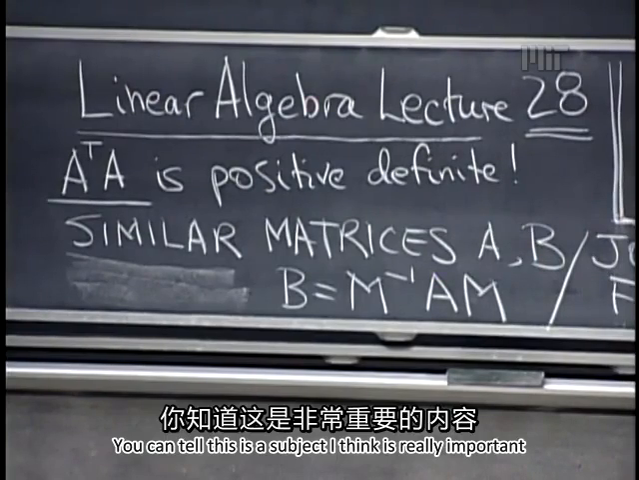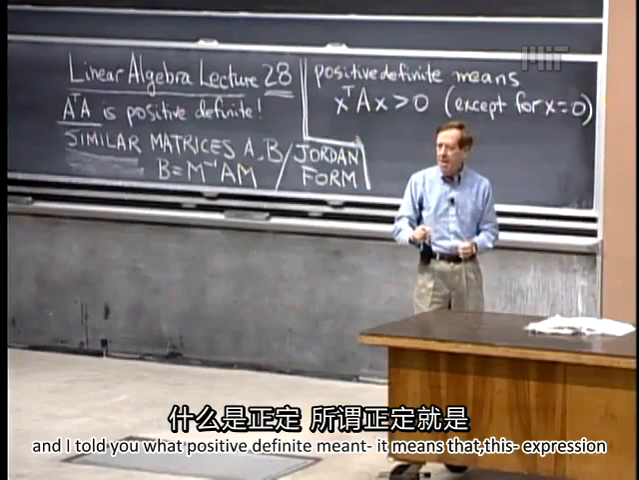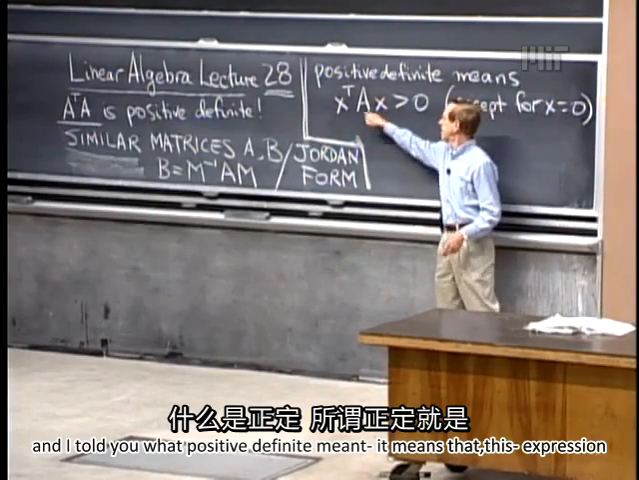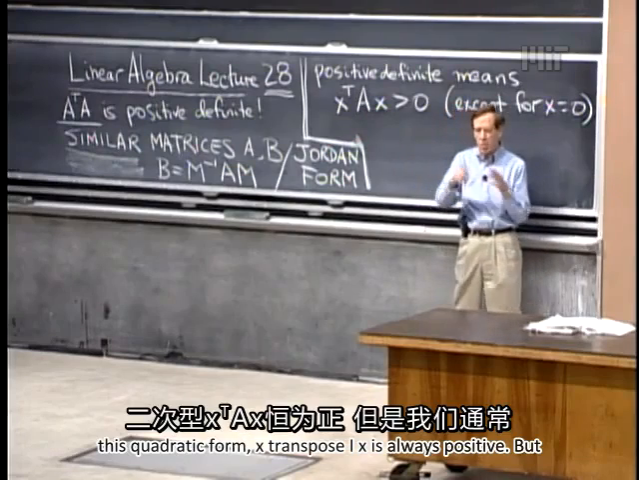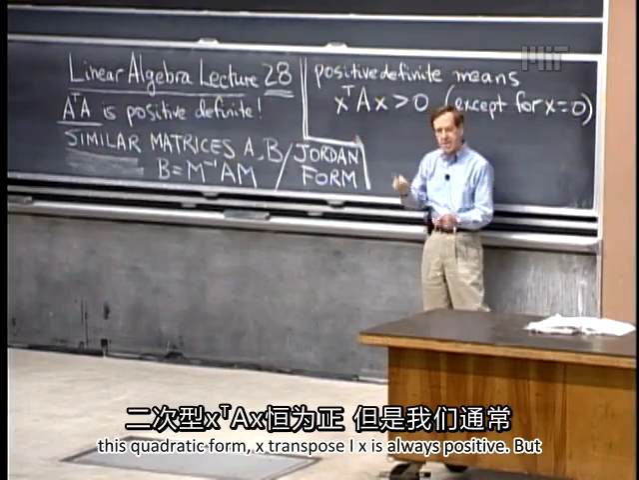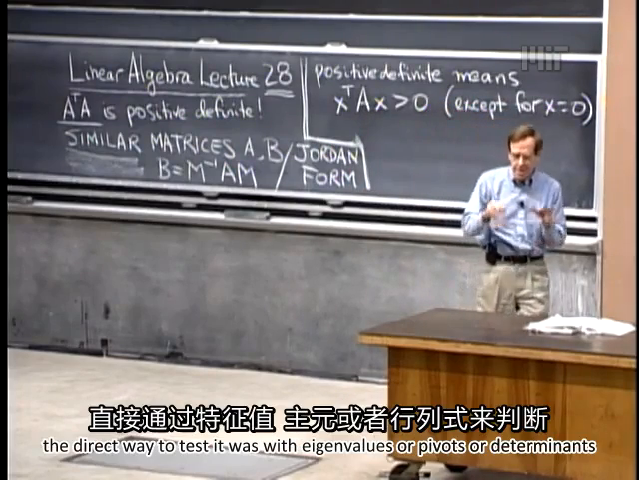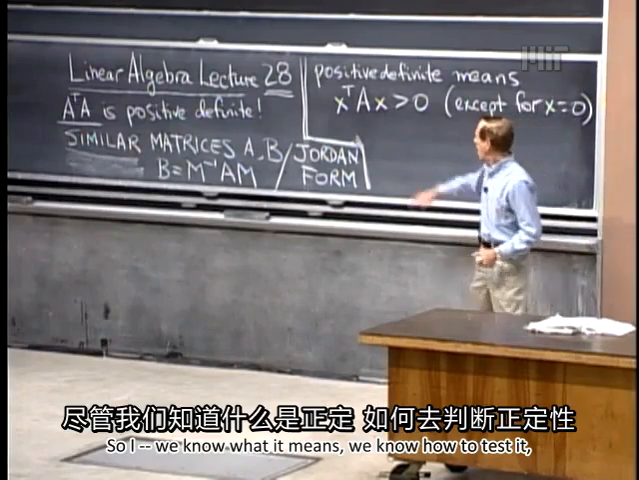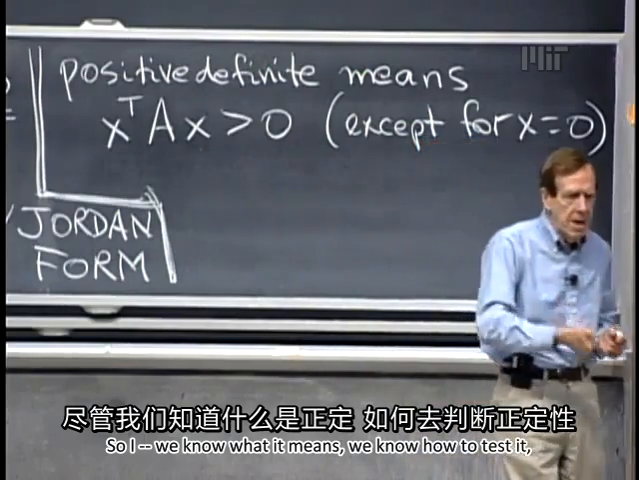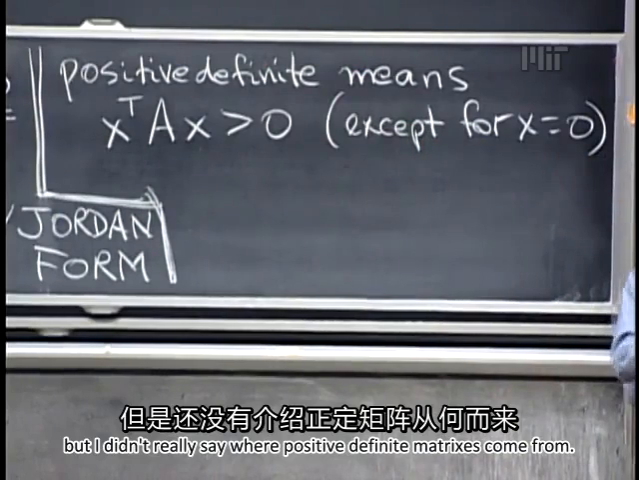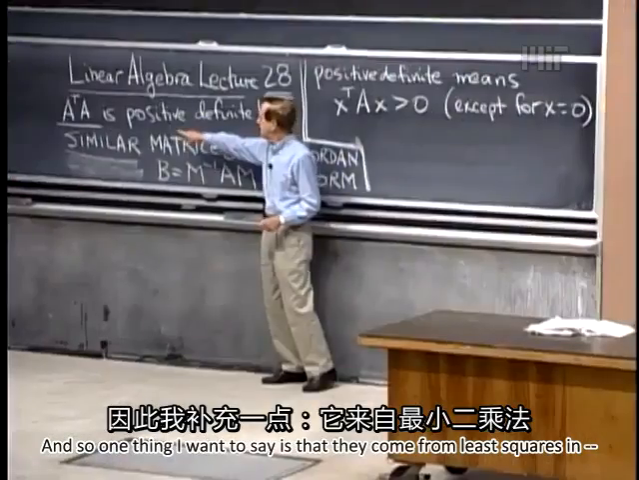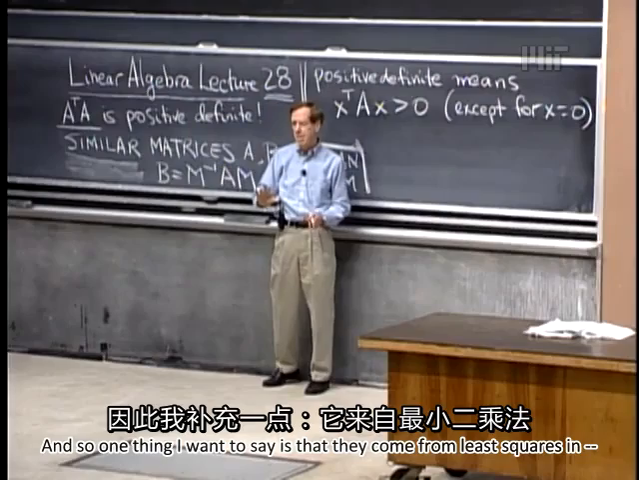You can tell this is a subject I think is really important, and I told you what positive definite meant. It means that this expression, this quadratic form, x transpose Ax, is always positive. But the direct way to test it was with eigenvalues or pivots or determinants. So we know what it means, we know how to test it, but I didn't really say where positive definite matrices come from. And so one thing I want to say is that they come from least squares.